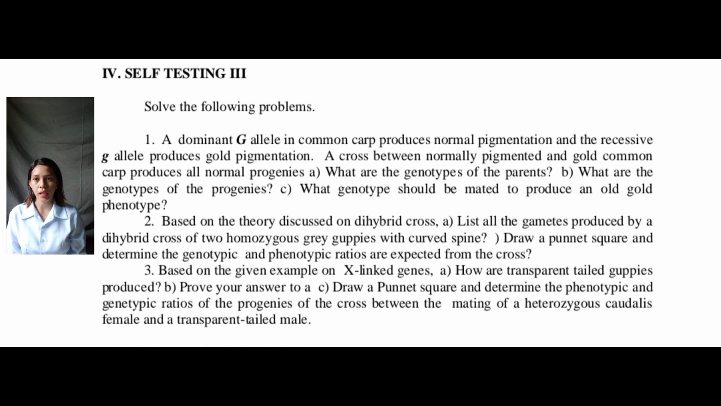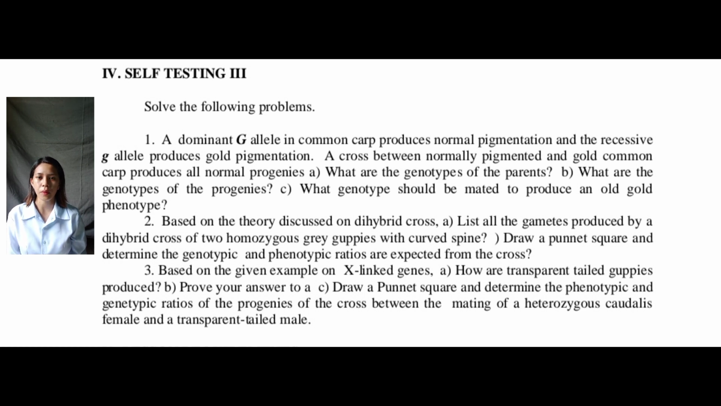A dominant G allele in common carp produces normal pigmentation, and the recessive g allele, or small g allele, produces gold pigmentation. A cross between normally pigmented and gold common carp produces all normal progenies.